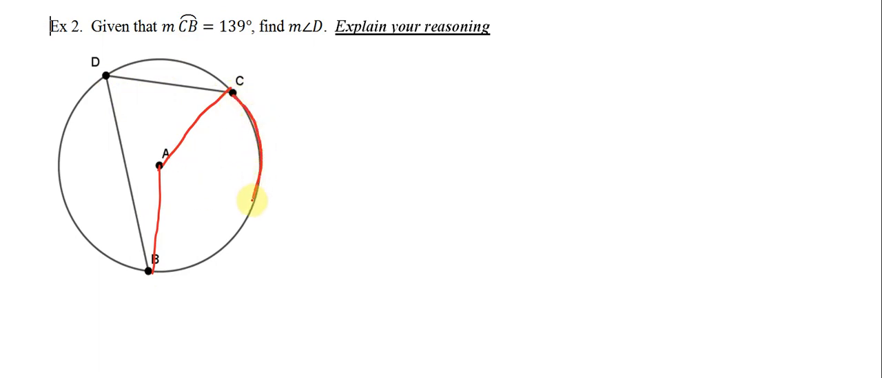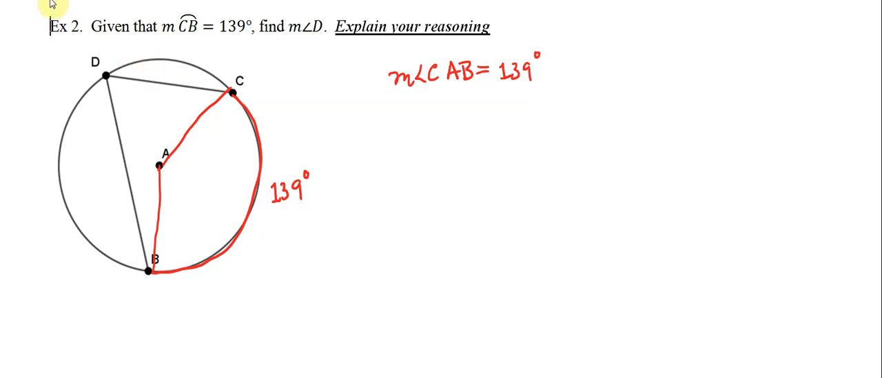So I'm going to just highlight this whole section here. The arc being 139 is exactly the same thing as the central angle being 139. So I'll write a note on the side here. Angle CAB is equal to 139 degrees. And our goal here is to figure out the measure of angle CDB, so this one right here. Okay. And we're going to employ a very similar trick to what we had before by using some triangles and some isosceles triangles for that matter.